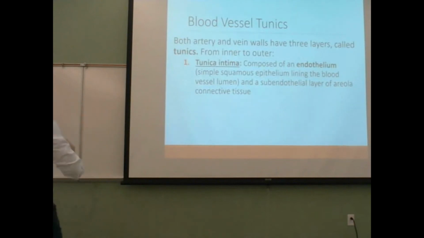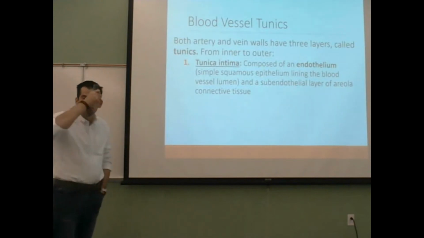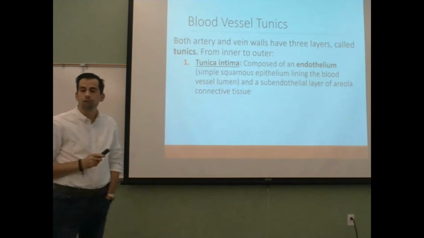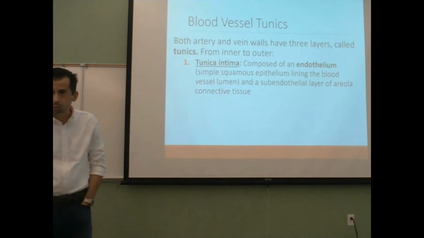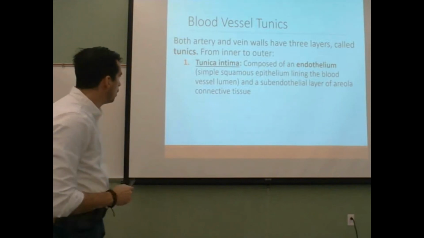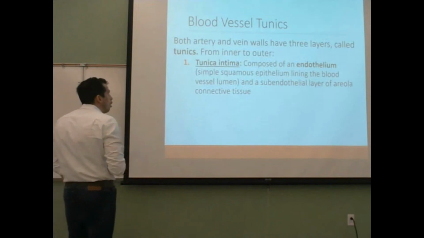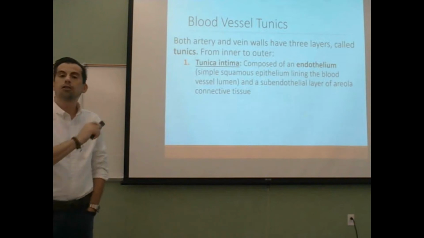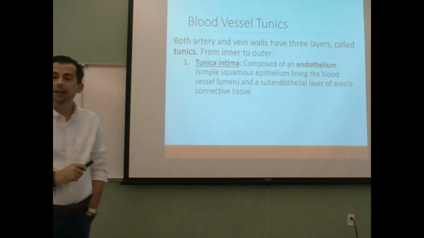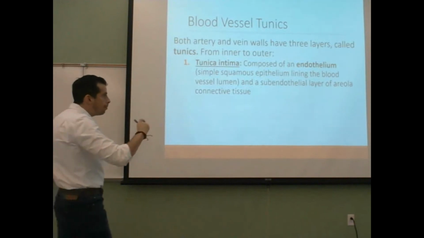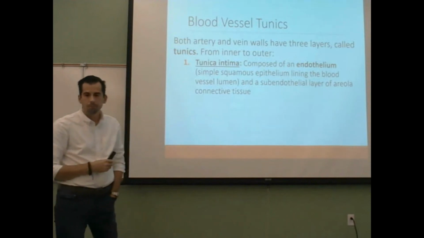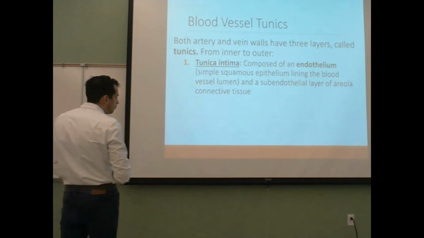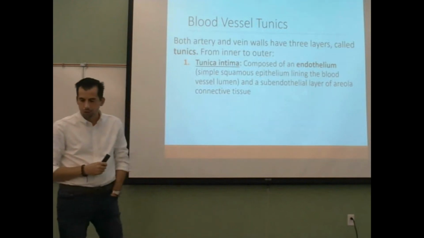When we look at the structure of an artery versus a vein, we'll see the same 3 layers. However, we're going to see differences in those layers when we compare artery to vein. The most internal layer is called the tunica intima. That's the part of the blood vessel that the blood comes in contact with. It's an epithelial lining called an endothelium, 1 cell layer thick, lining the inside of the blood vessel.